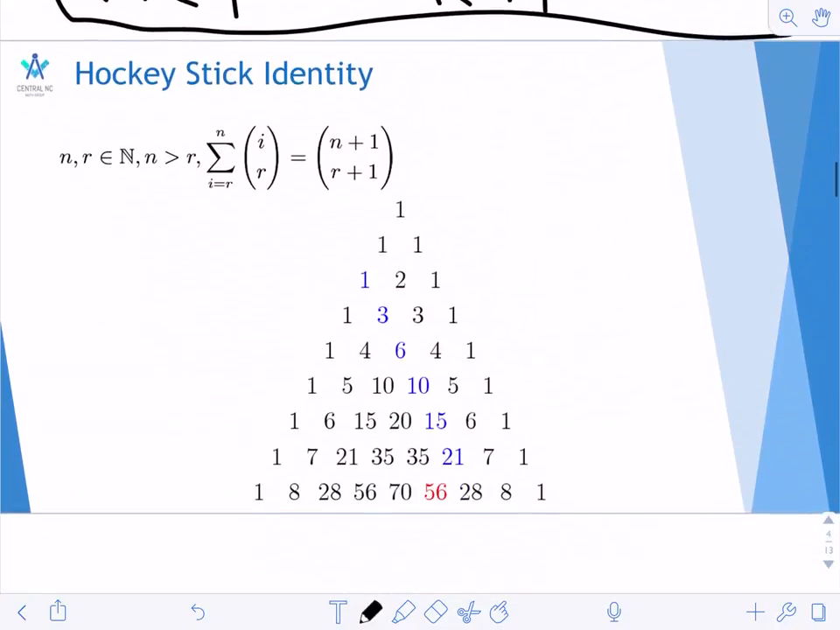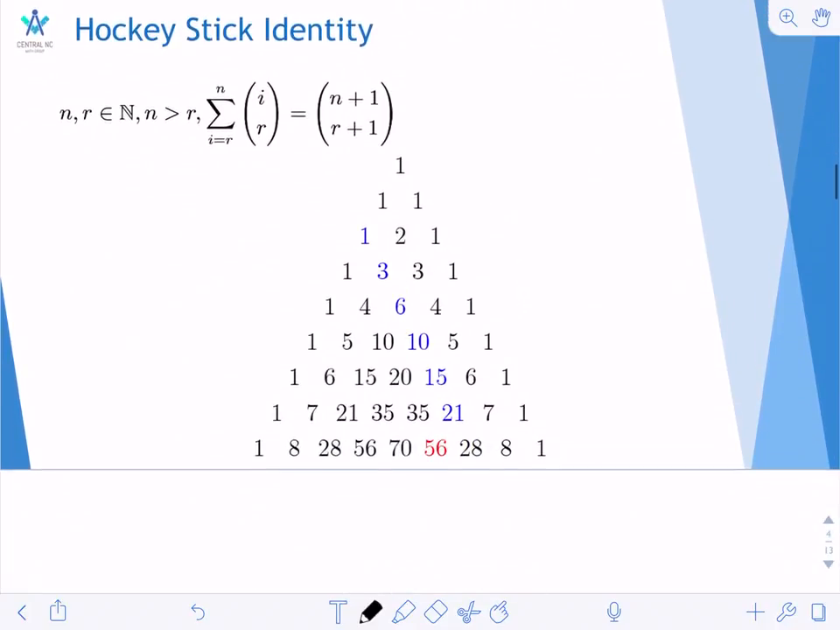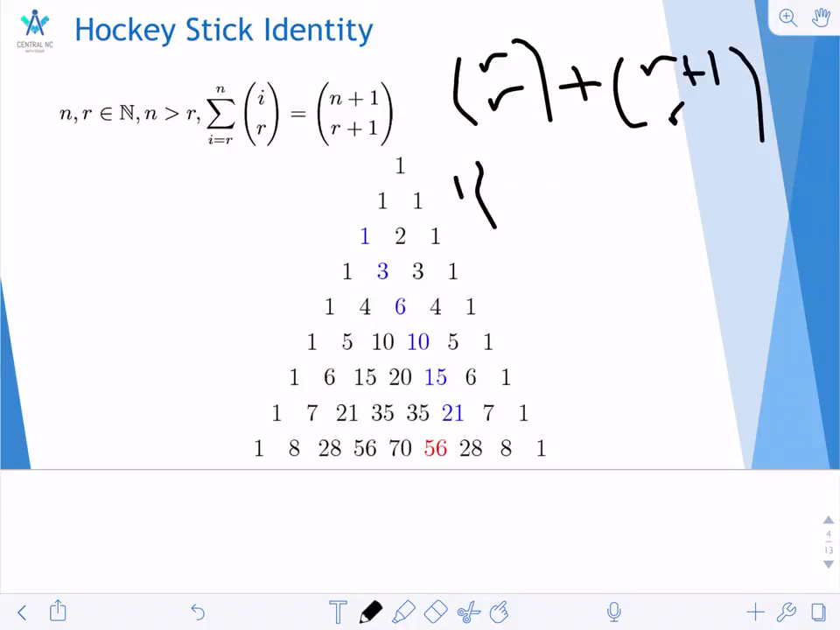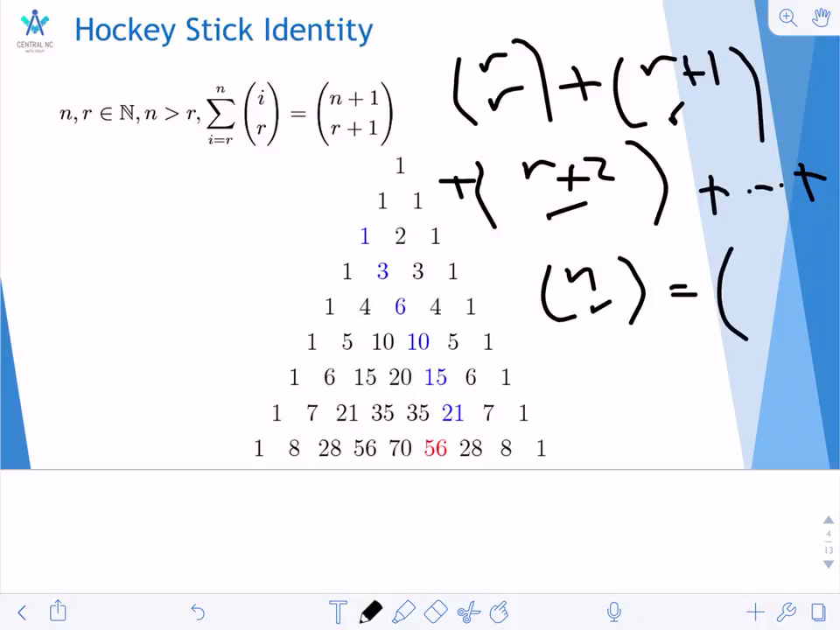All right, on to the hockey stick identity. So the hockey stick identity says that if you start off with r choose r, and keep increasing the number at the top, say you keep going r plus 1 choose r, r plus 2 choose r, all the way up to n choose r, then you're going to get n plus 1 choose r plus 1.